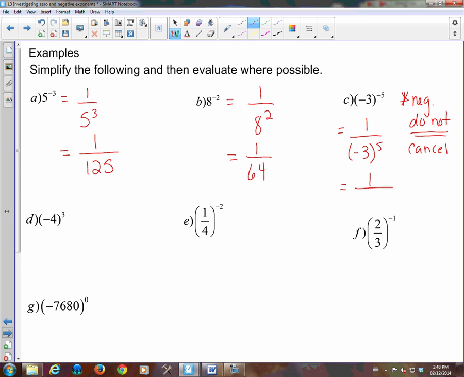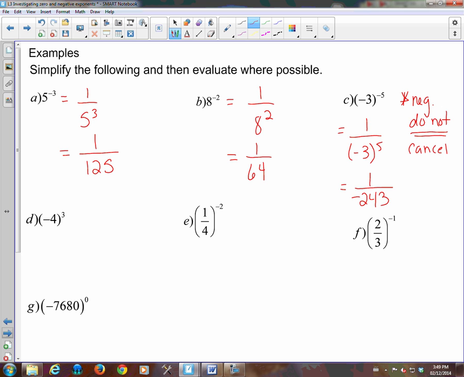I'm going to have, oh, I just hit the wrong button. Dang. All right, let's try it again. Negative 3 to the exponent 5 is negative 243.